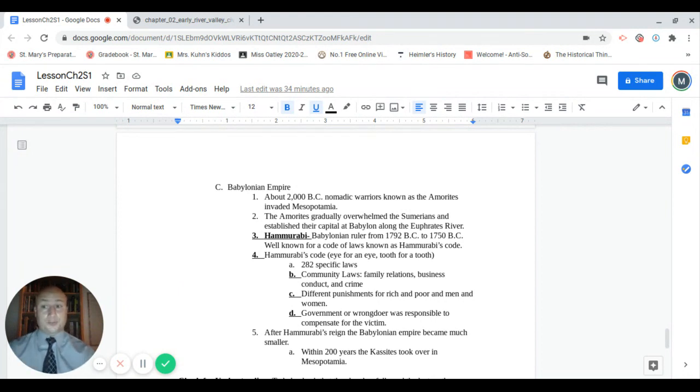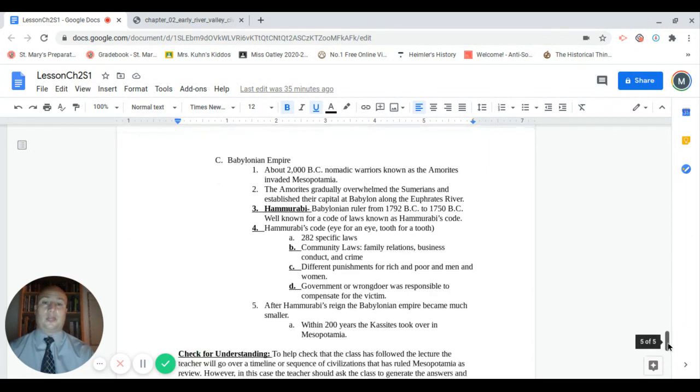But then there are some pretty harsh punishments. Like if you're caught stealing, it doesn't matter what it is. If you're caught stealing in a merchant's trader stall, you'll have your hand cut off. Okay? If you steal from the government, you'll be sentenced to death. So there are a lot of very specific laws, 282 in fact. Most of them talk about family relations, business conduct, and crime, but there were actually different punishments for the rich and the poor. They also had different punishments for men and women. So it didn't provide great justice in an equal way. Okay. So that's one of the things that you want to think about when you're talking about Hammurabi's Code.